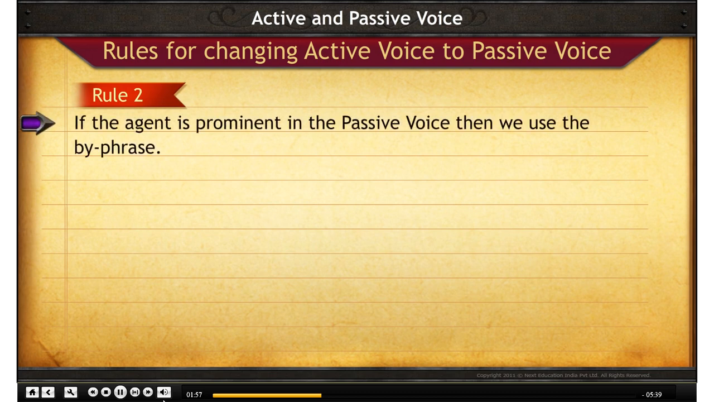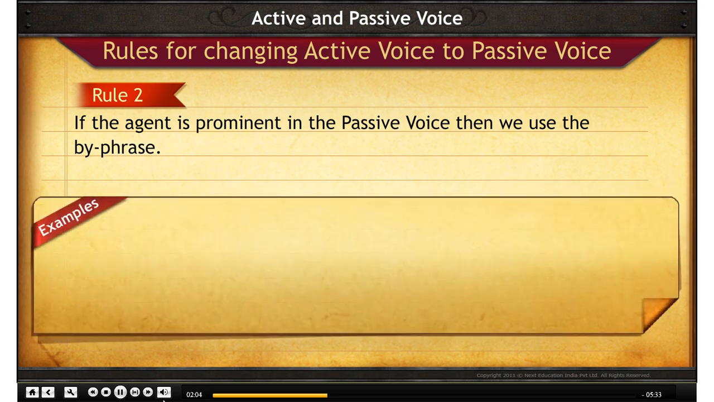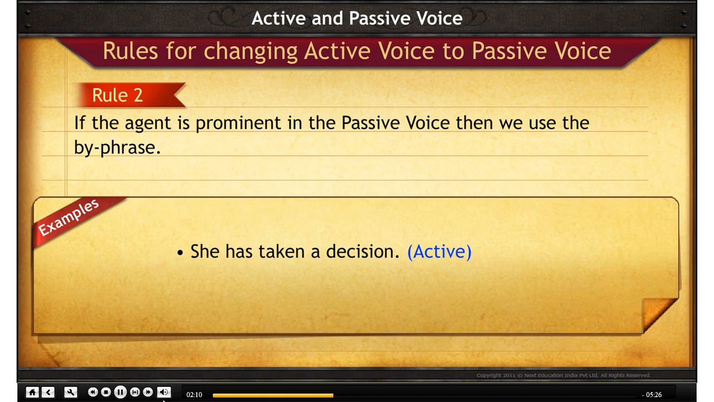If the agent is prominent in the passive voice, then we use the by phrase. For example, she has taken a decision. Passive form of this sentence would be, a decision has been taken by her.